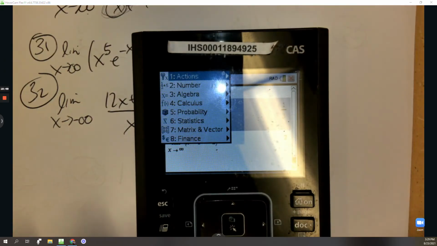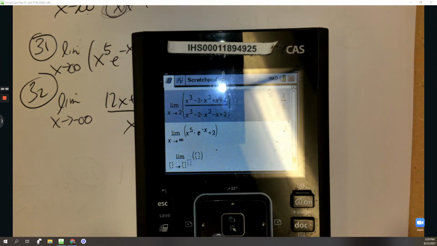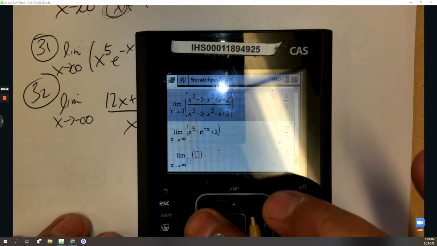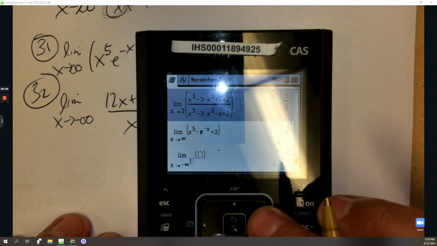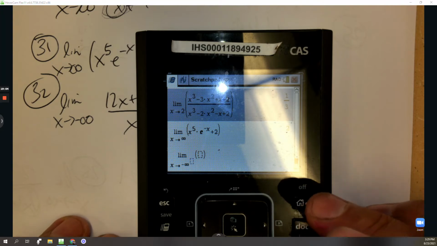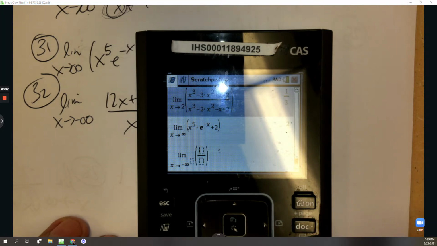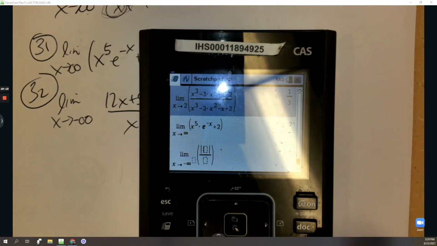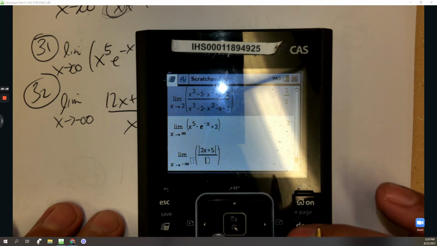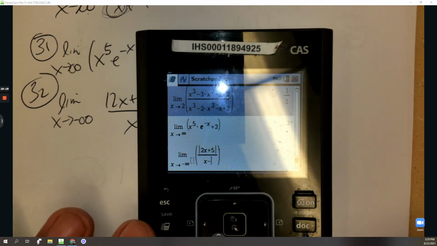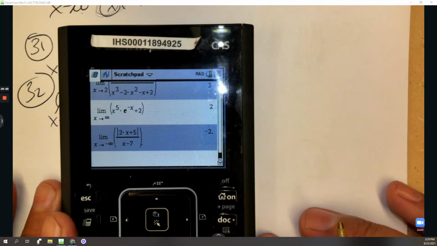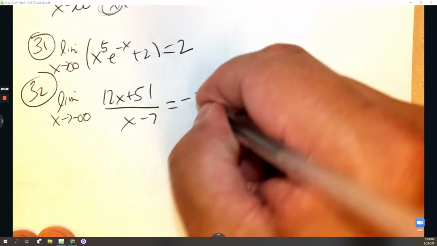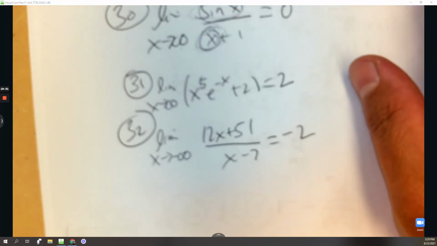All right, menu, calculus, limit as x approaches infinity or negative infinity. And it's a fraction. Absolute value bars. 2x plus 5. Move the cursor. X subtract 7. And you get negative 2. Now we're doing some graphing.